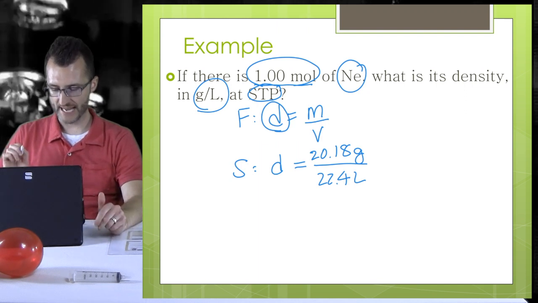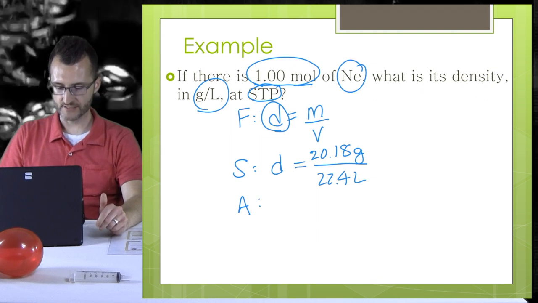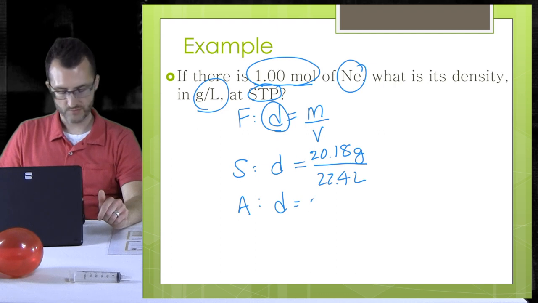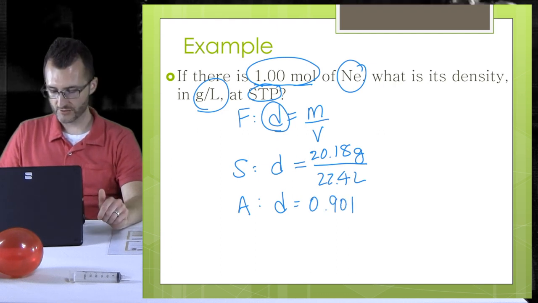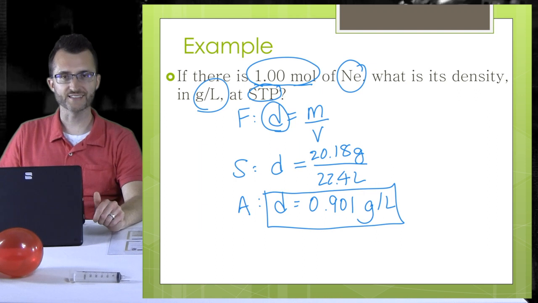I just have to divide the mass by the volume, and I guess I'll use 3 sig figs from the 1.00 mole, and I get 0.901 to 3 sig figs off my calculator. Units are grams per liter. Is that a reasonable number there? That looks pretty good. All right, good.